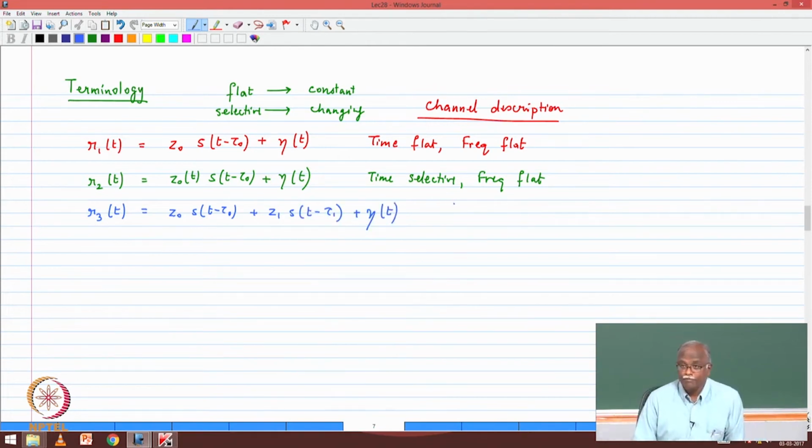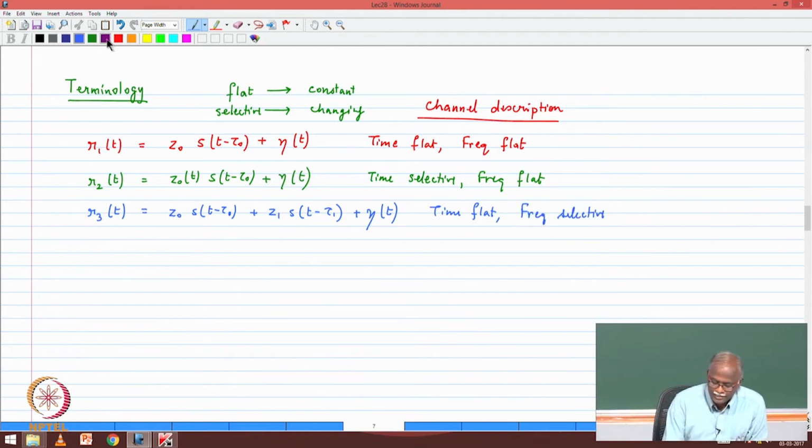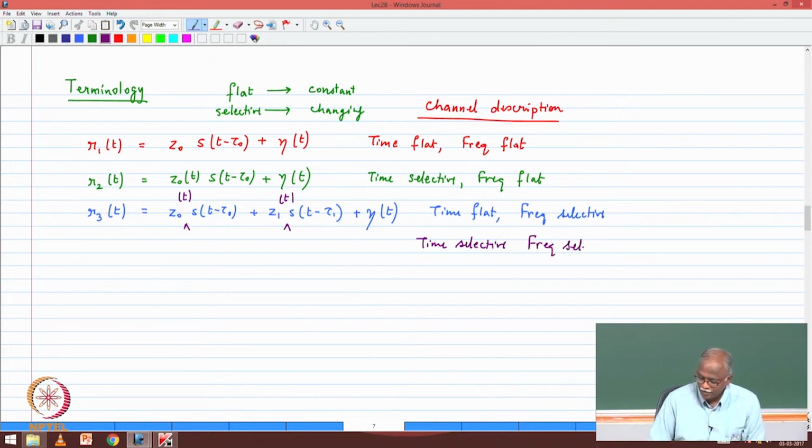This is time flat, nothing is changing as far as time is concerned, but there is a frequency response because there are two taps. Therefore, your channel will have a frequency response, it is no longer flat, it is frequency selective. And the last one is, if these become functions of time, then it becomes time selective, frequency selective.